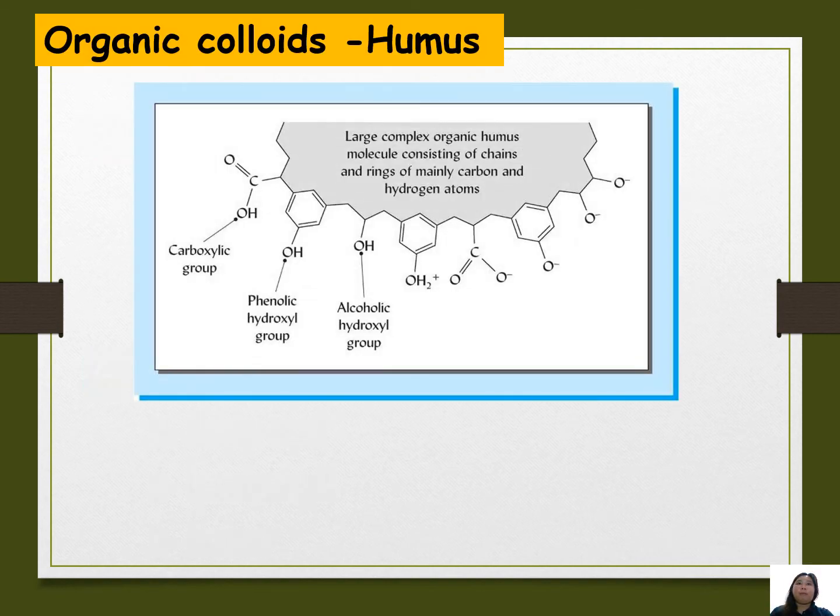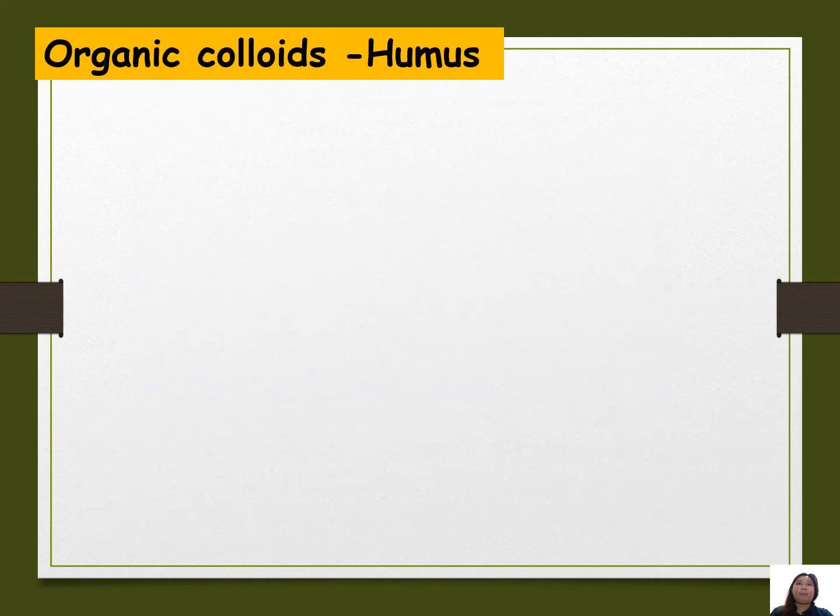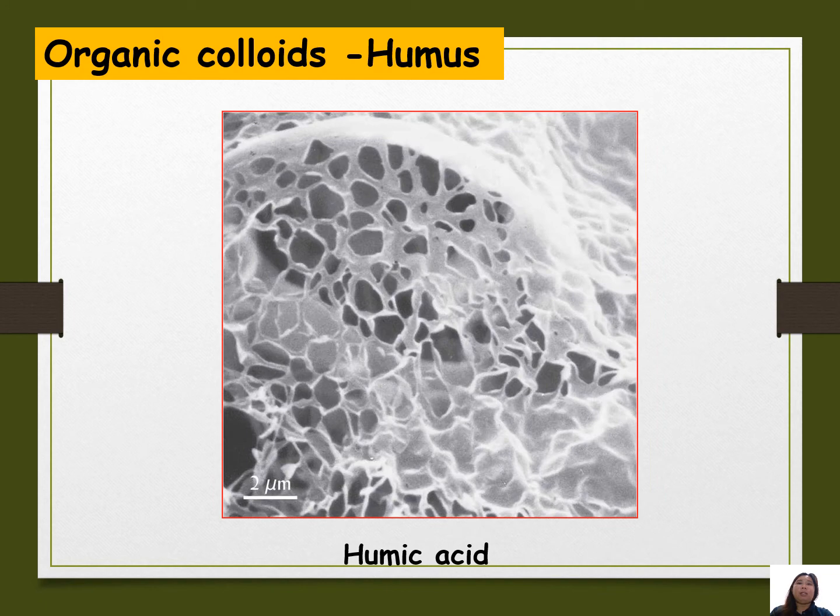This is a simplified diagram showing the principal chemical groups responsible for the high amount of negative charge on humus colloids. The three groups can lose their hydrogen ion by dissociation and thus become negatively charged. As you can see, those groups are the carboxylic group, the phenolic hydroxyl group, and the alcoholic hydroxyl group. This one is humic acid under the microscope.